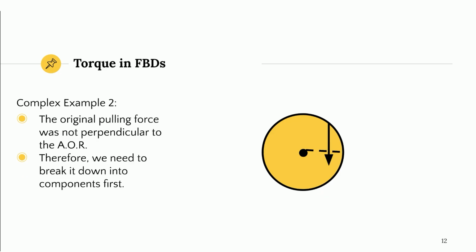This is a second complex example. So the original pulling force was not perpendicular to the axis of rotation. Therefore, we need to break it down into components first.